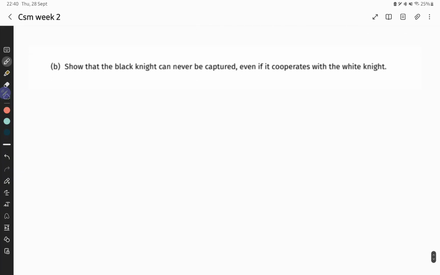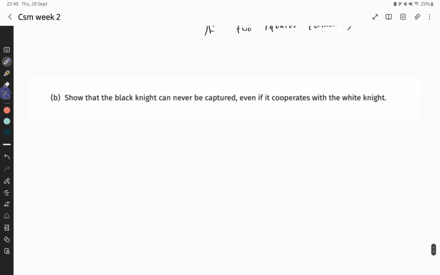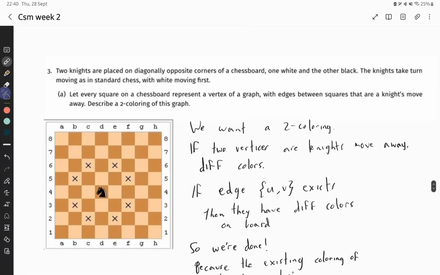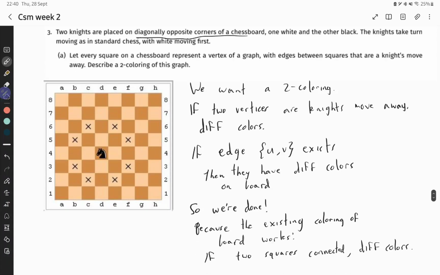And so now the second part asks you to show that the black knight can never be captured, even if it's actively trying to be captured. And so going back to our image here, we know that, importantly, diagonally opposite corners is where they start. So for example, you could have the white knight here and the black knight here, or you could have the white knight here and the black knight here. And in both cases, we know that they both start on the same color square, I should clarify.